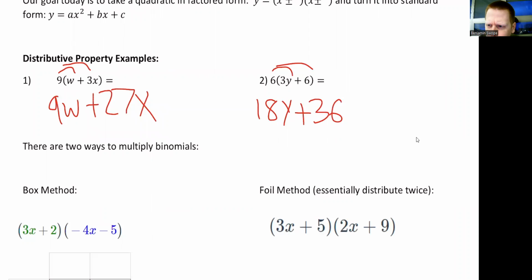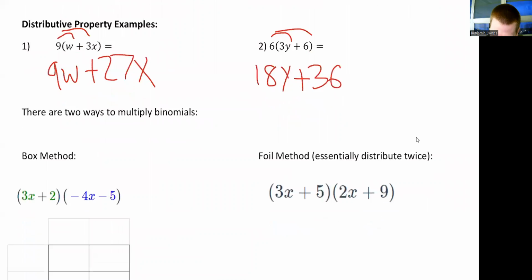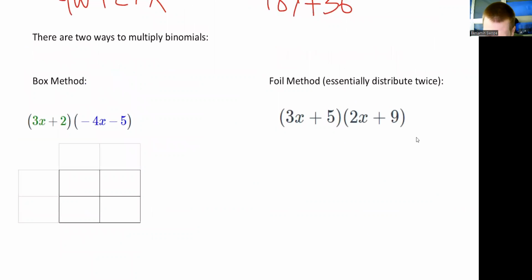So that shouldn't be too bad, but there are two ways we're going to multiply these binomials together. One is the box method and one is the FOIL method. If you choose the FOIL method, basically you have to distribute twice. So I just want to make sure we can distribute before we get there. Like I said, there are two ways to multiply binomials. The most common I usually find students use is the box method, but some of you will prefer the FOIL method, or maybe that's what you saw back in Algebra 1, depending on your teacher.